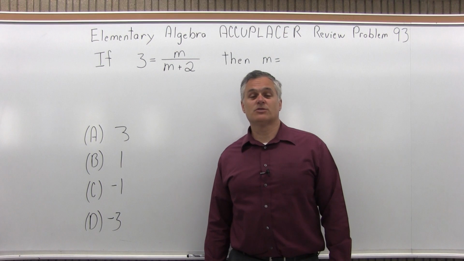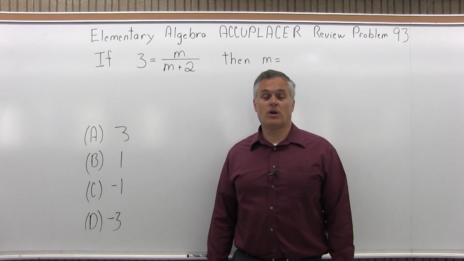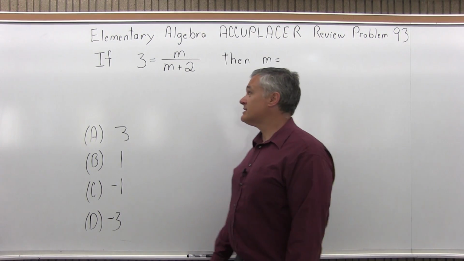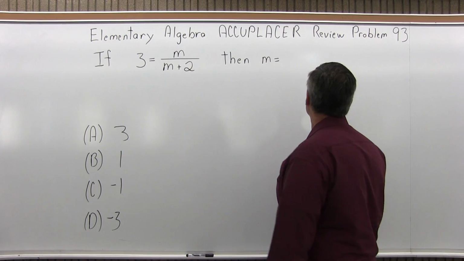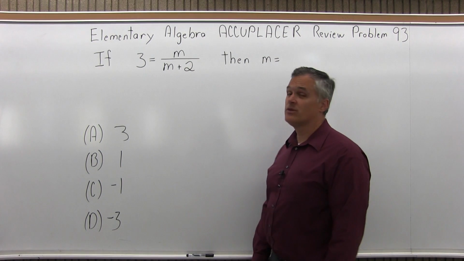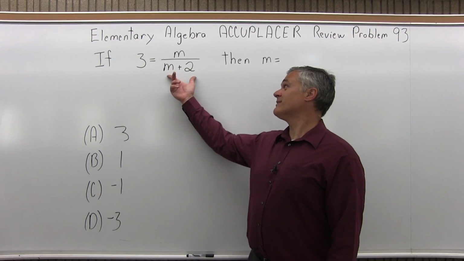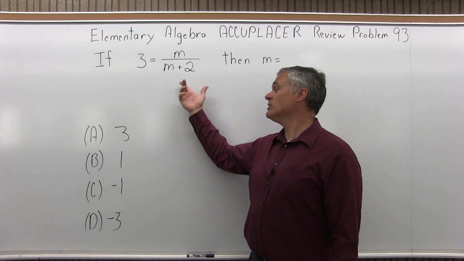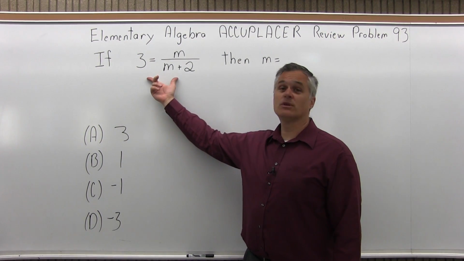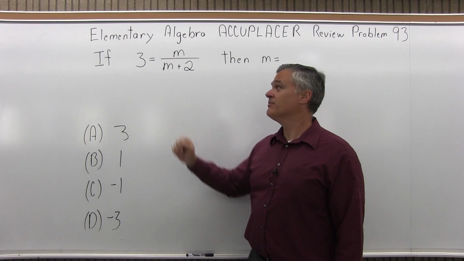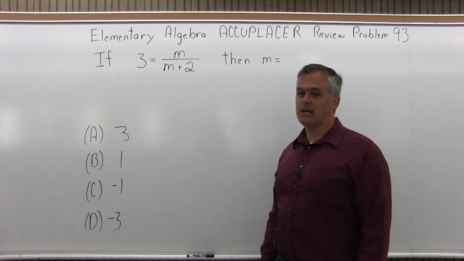This is the Elementary Algebra ACCUPLACER Review, Problem 93. It says if 3 equals m over m plus 2, then m equals which one of the following options? Now, what makes this tough is you've got this fraction here. So if you're really stumped, you can just start plugging in the different options they give you and see when you get 3 equals 3, and that will give you the answer. But how do you do it with actual algebra?